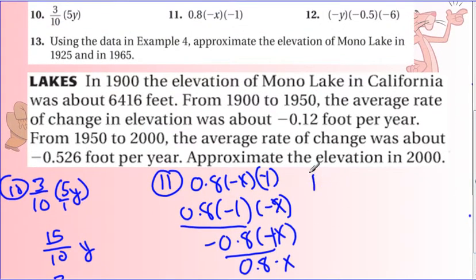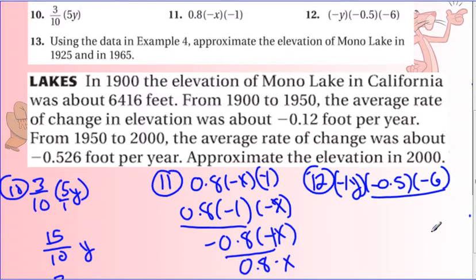And 12. Negative y, which again, remember, there's a negative 1y. If you want to throw the 1 in there right now, go for it. Times negative 0.5 times negative 6. And that negative 1 up there looks sloppy. It looks like a plus y. So make it a negative 1y. There we go. So I'm going to multiply that first, because I want to multiply my numbers together.